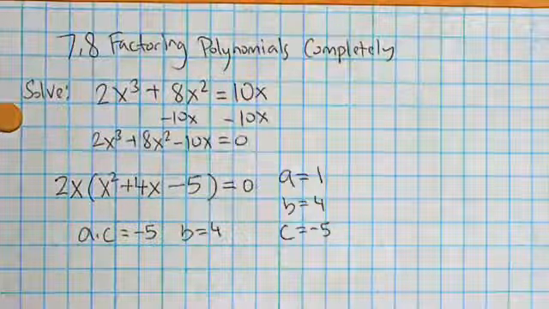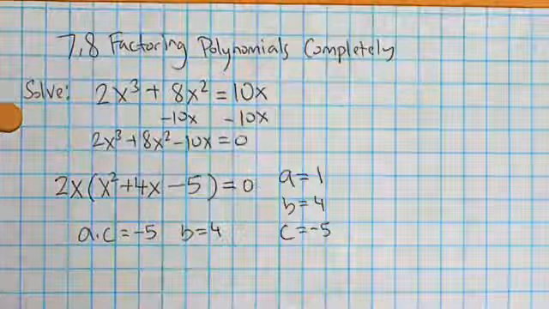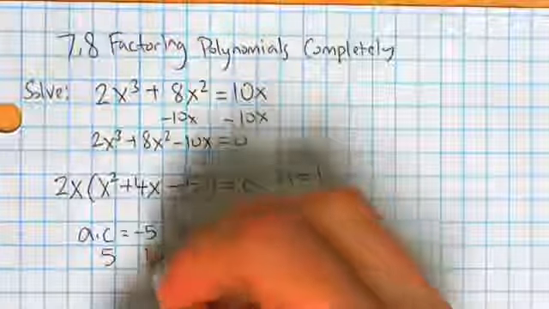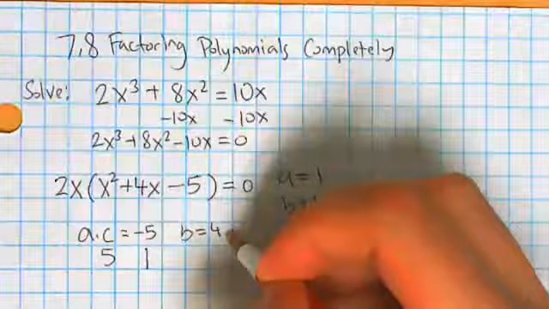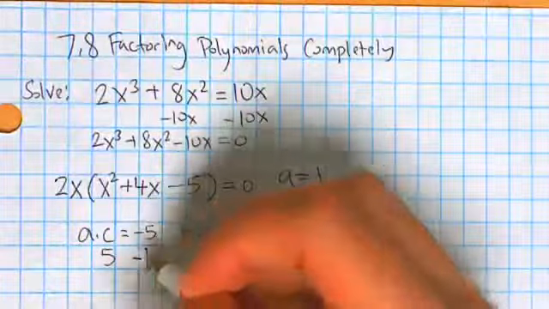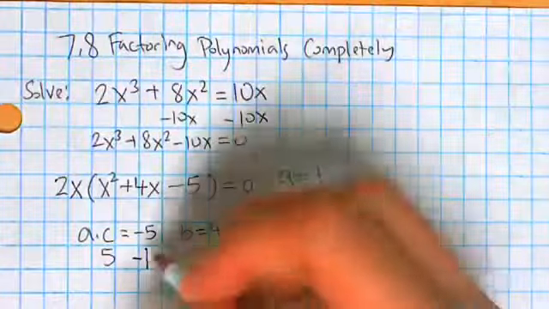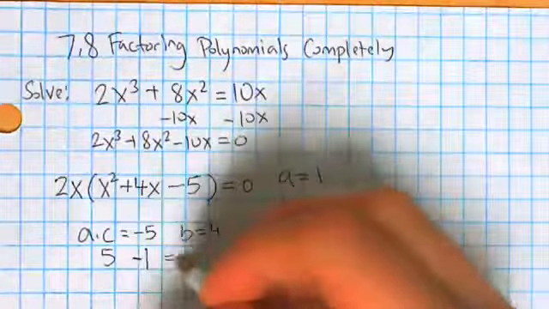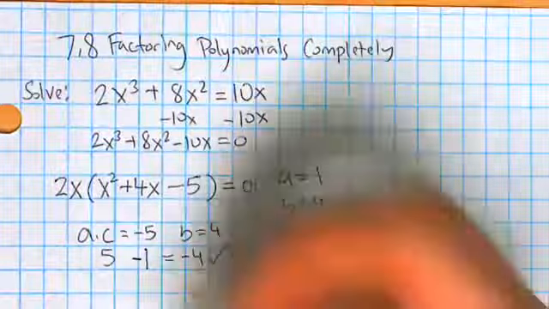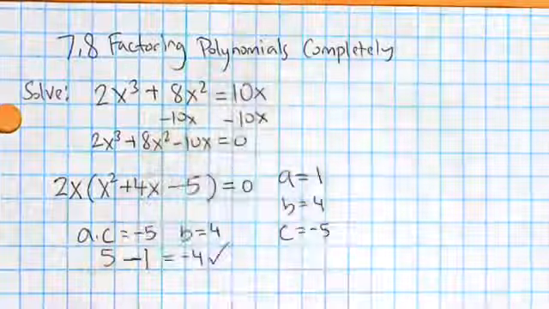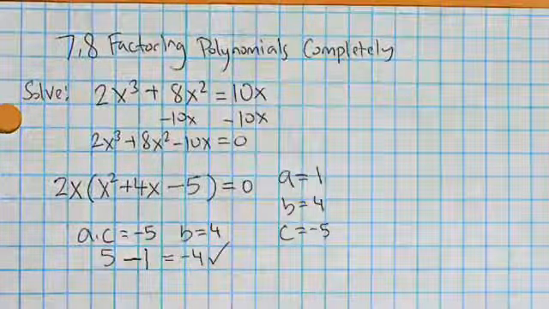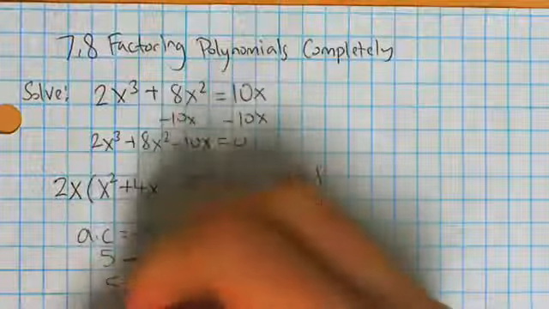And what's so convenient about a number like 5 is its only factors are 5 and 1. And since our B value of 4 is positive, that means that our 5 should be positive and our 1 should be negative. And you'll notice that 5 minus 1 does in fact equal 4. And obviously 5 times negative 1 is equal to negative 5. So we have our factors here. They are 5 and negative 1.